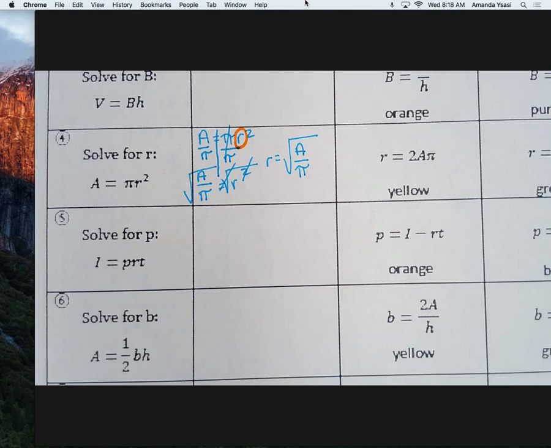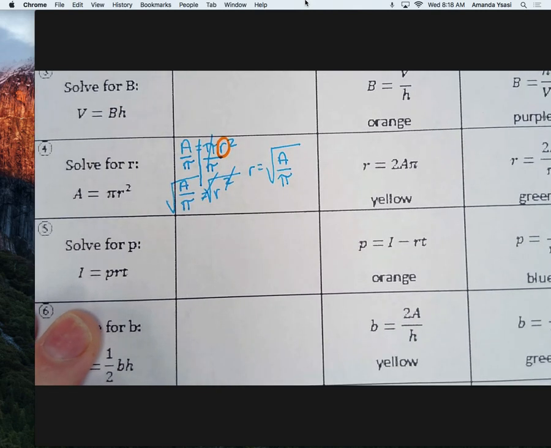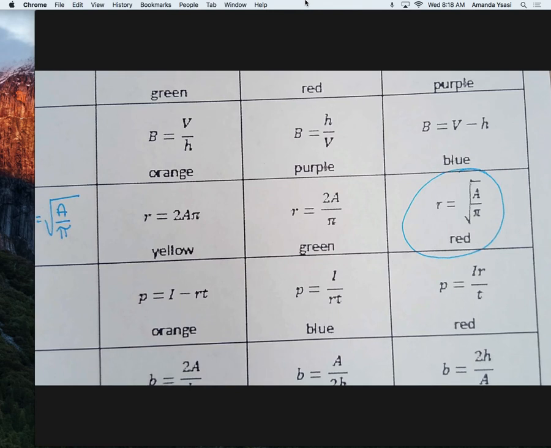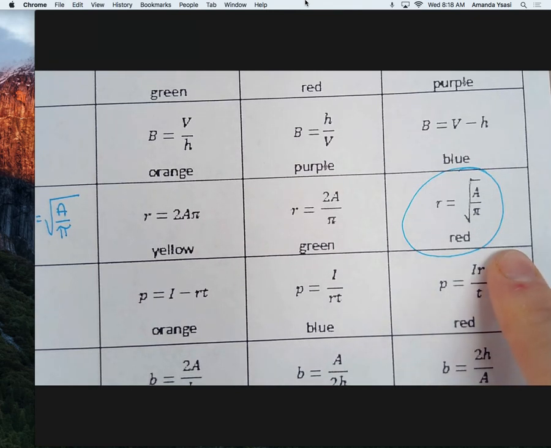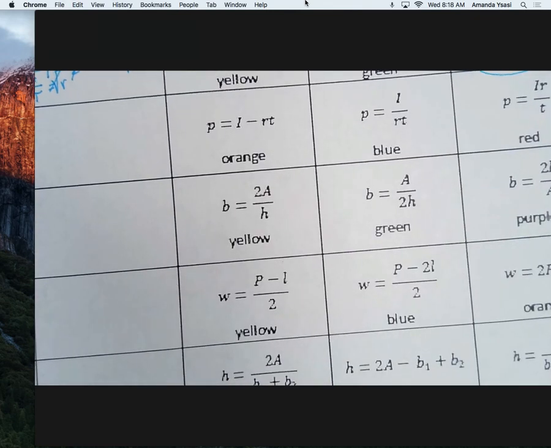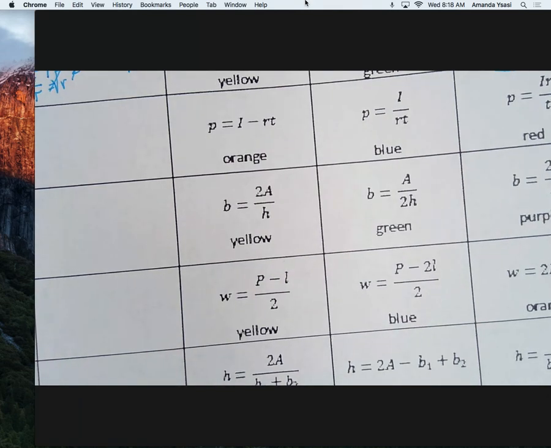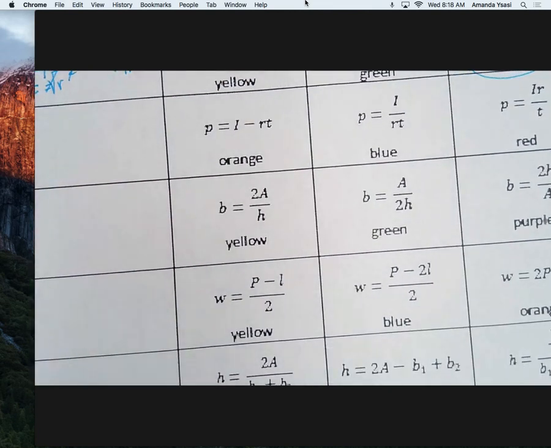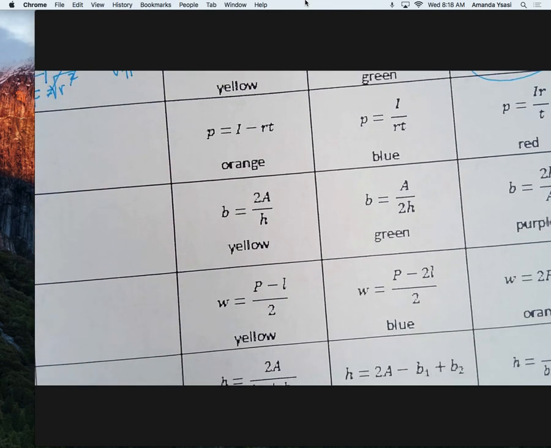Isn't radius squared the diameter? No, 2 times radius is diameter. Okay, so that means that this is our answer. And so on all the 4s, if you want to color this, you can. If you don't, that's fine. But on all the 4s, it'll be red. It's kind of fuzzy, but it might look better on the Google slide. I'm not sure.